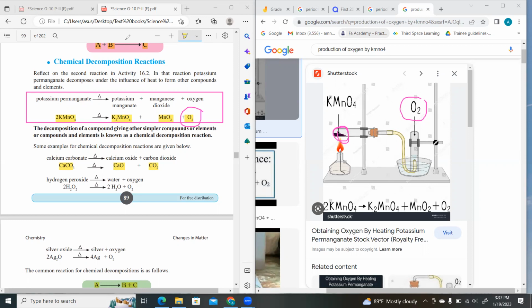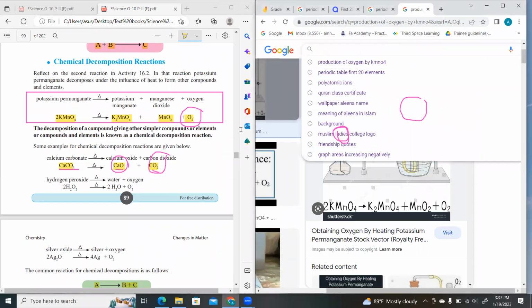The next thing you all should know under decomposition reactions is calcium carbonate forming calcium oxide and what? Carbon dioxide. When you take calcium carbonate and heat it, these are the two products formed. Let me check if that is available, if they have given an apparatus, so you can get a proper idea of that.